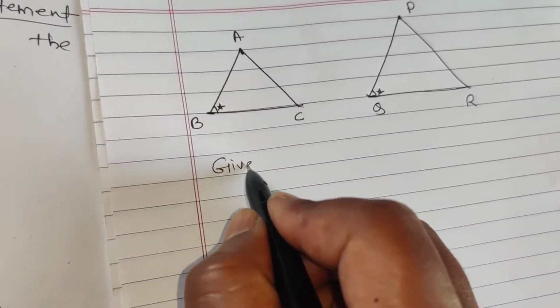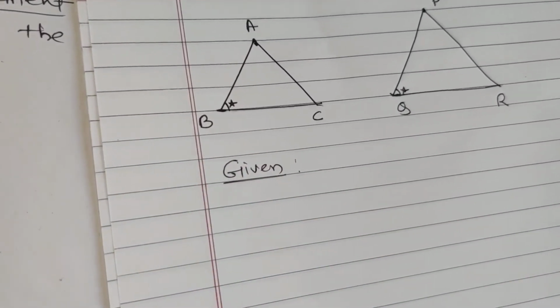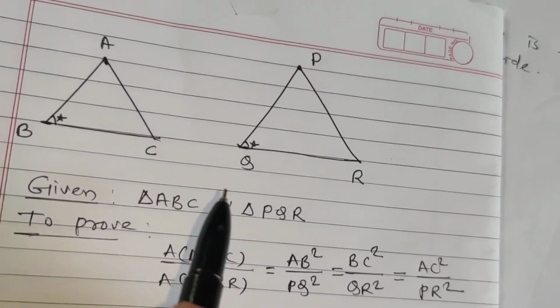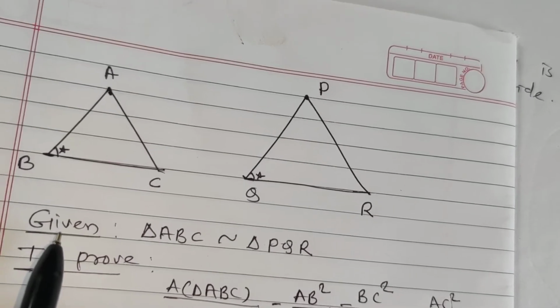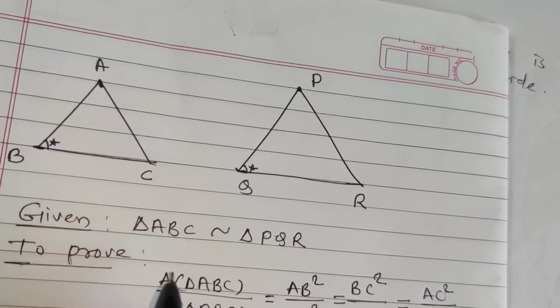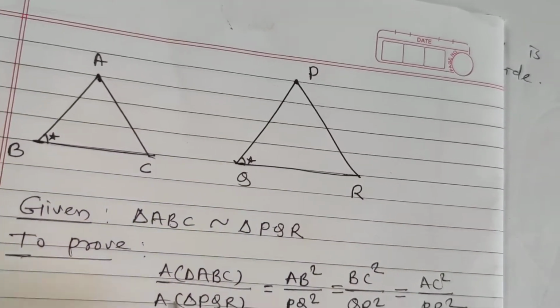What is given? I will pause the video to make it short. As per our statement and this particular diagram, we can write the given portion as triangle ABC similar to triangle PQR, because this is given to us.